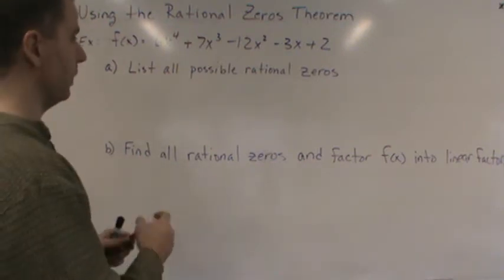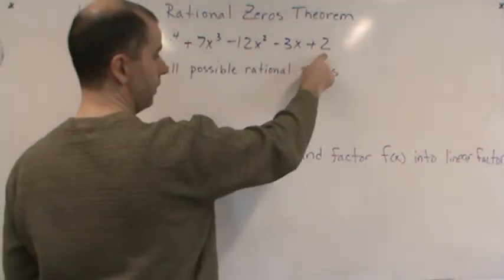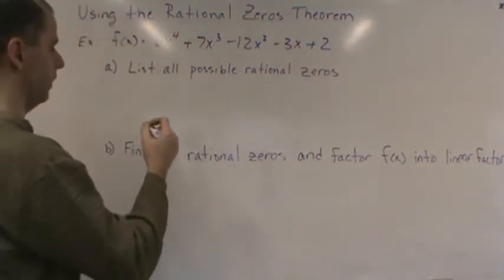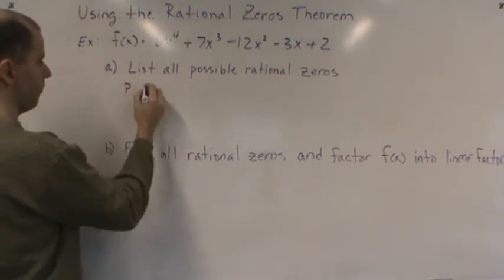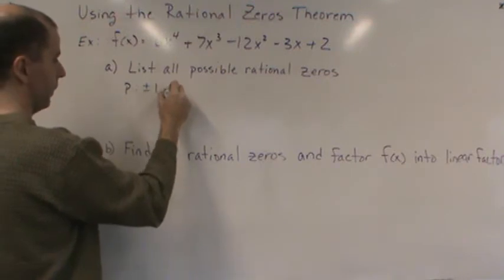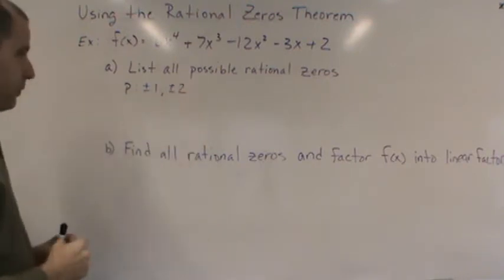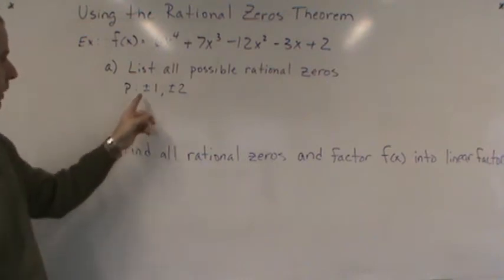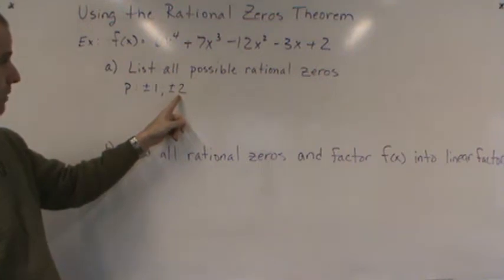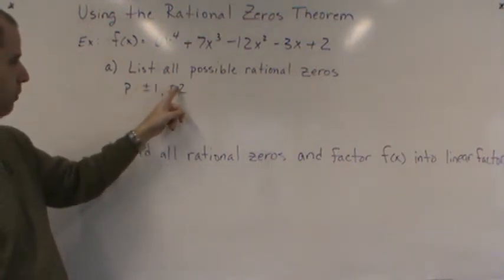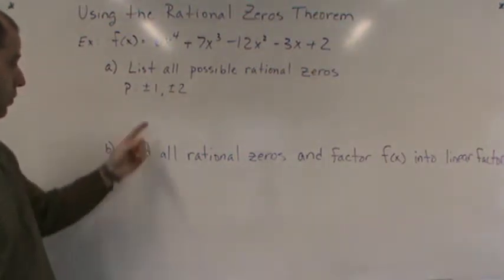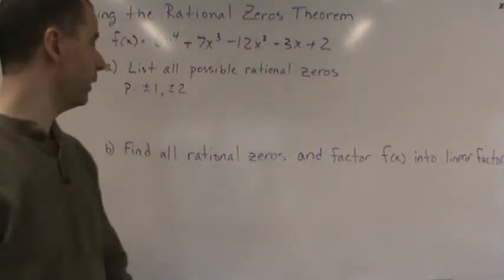So what I'm going to do is list all of the factors of a sub 0. Those are going to be all my possible p values. If I look at p, my possible values are plus or minus 1 and plus or minus 2. Why plus or minus? Because it is possible that I could have negative 1 times negative 2, which would give me positive 2, or 1 times 2 will give me 2. So these could be plus or minus, okay?